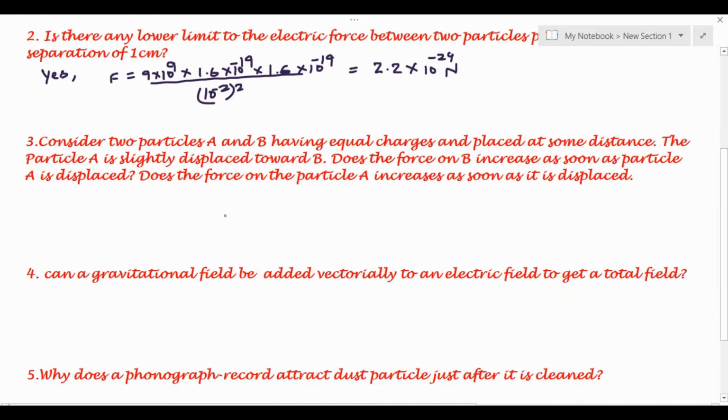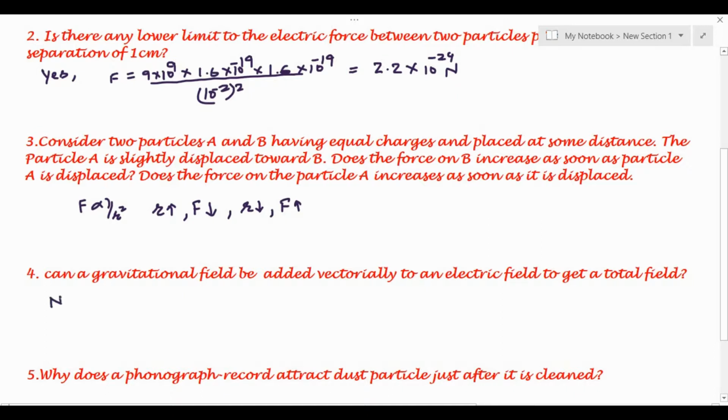Now question number 3. Consider two particles A and B having equal charges placed at some distance. The particle A is slightly displaced towards B. We know force is inversely proportional to R square. If you increase the R, obviously the force between these particles decreases. If you decrease the distance, obviously the force between the charges increases. You should remember it.